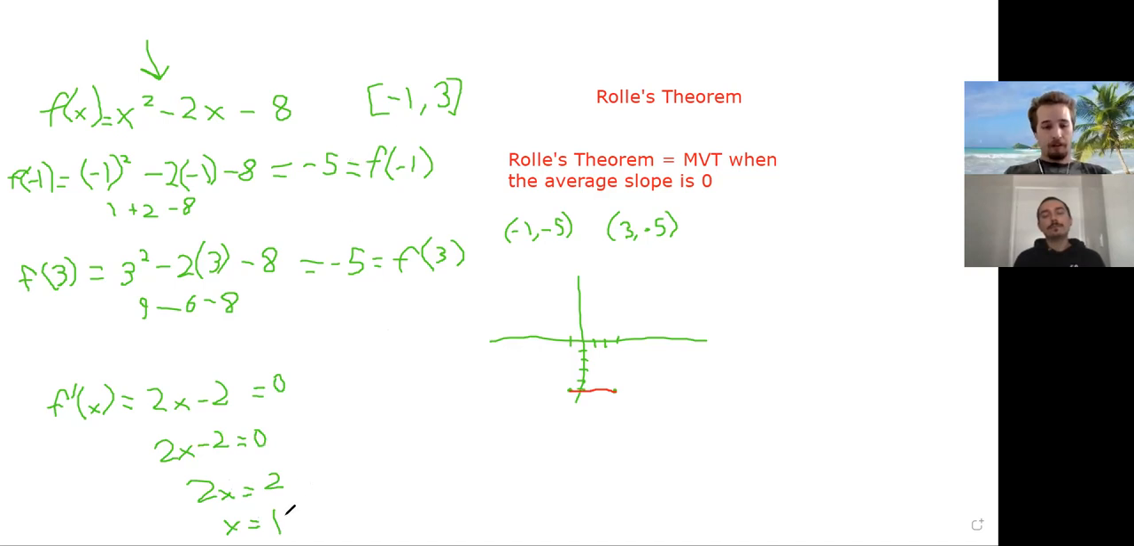So you have to be careful, because sometimes you'll get multiple x values. And you have to remember it has to be in this interval. So is x equals 1 in this interval? Yeah, it is. It is between -1 and 3. And so our answer is x equals 1 for this one. Okay, that's our answer. So when x equals 1, that is when the slope is equal to 0, which is equal to the average slope of the interval.